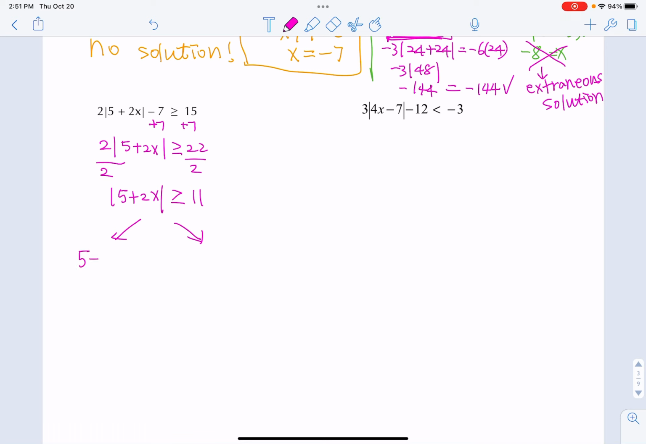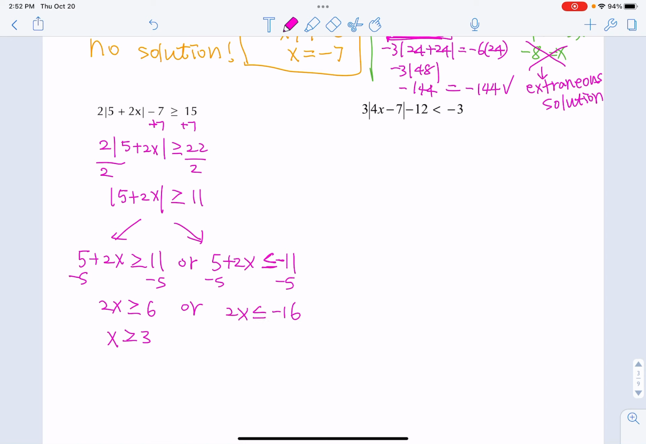And 5 plus 2x greater than or equal to 11. Greater means or. 5 plus 2x is less than or equal to negative 11. Changing the inequality sign to the opposite, and then the number also opposite. And then you subtract 5 on both. 2x is greater than or equal to 6. Divide by 2, x is greater than or equal to 3. Or you subtract 5 on both. So 2x is less than or equal to negative 16. Divide by 2, x will be less than or equal to negative 8.